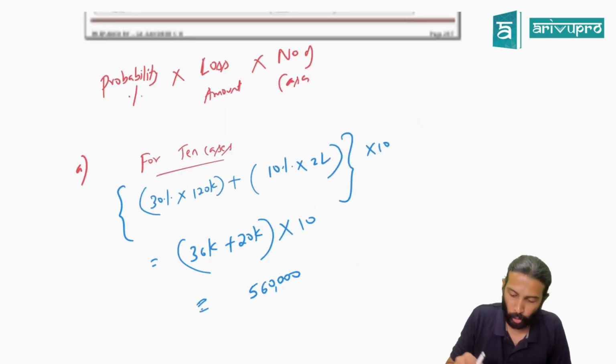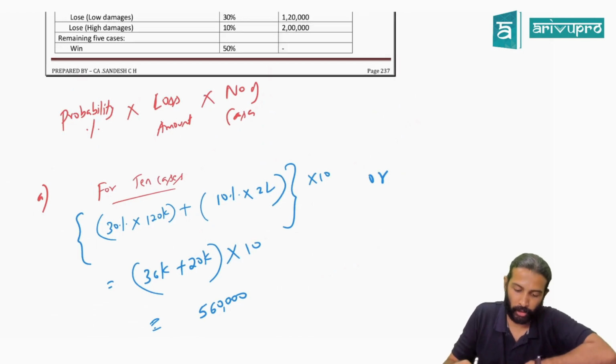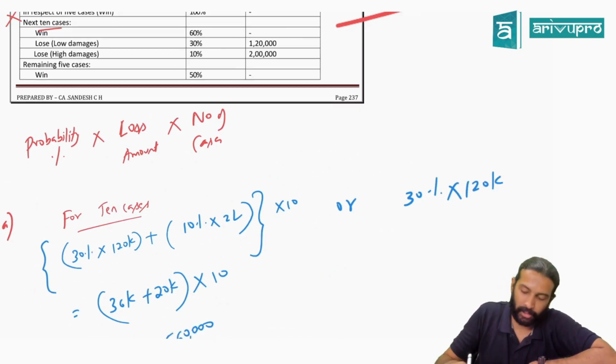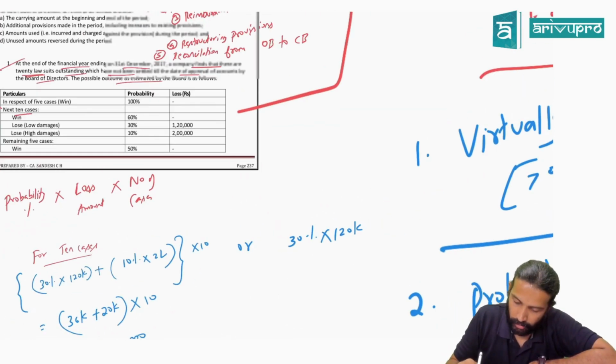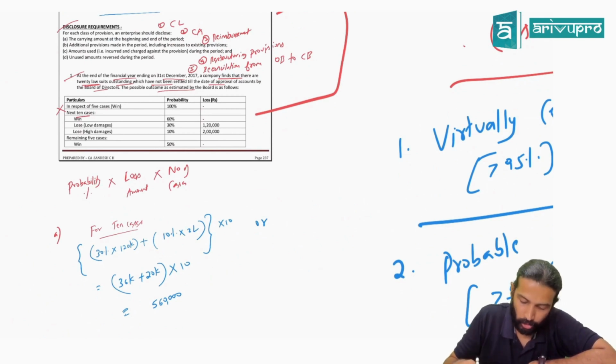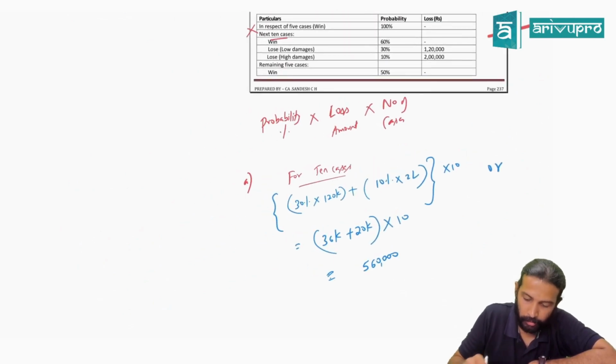Or if you don't want to do it like this, if you want to plainly apply the formula, you can do it like that also. What is the probability percentage? 30%. What is the loss amount? 1,20,000. How many cases are there? 10. I'll write it on this side. If you don't want to do it like this, you can also do it like this, if this is comfortable for you.